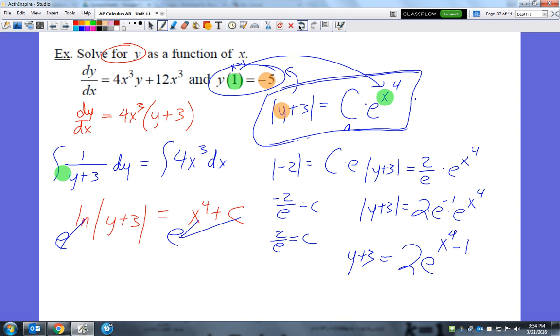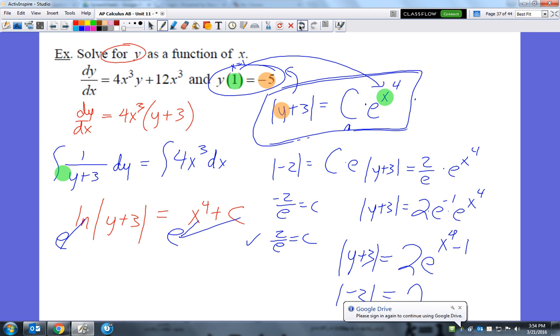So now if I plugged in negative 5, okay, negative 5 plus 3 is that negative 2 piece. And then if I plugged in the 1, I'd get 2 here. So the absolute value of 2, or negative 2, would equal that positive 2. So in fact, this one does work right here.